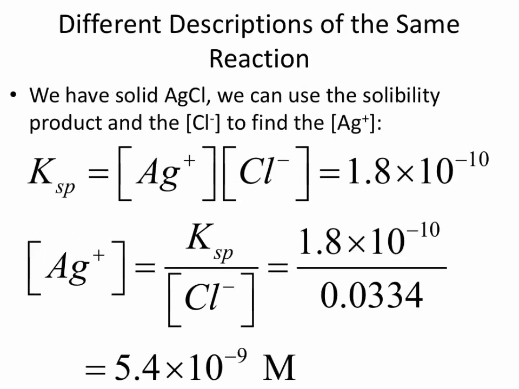Well, we have solid silver chloride, and that means that we can use the solubility product and the chloride ion concentration to find the concentration of silver ions. That is, we have our KSP. In this case, we know the value is 1.8 times 10 to the minus 10. We know our chloride ion concentration, so we can solve this equation for our silver ion concentration. That's then equal to our KSP value divided by our chloride ion concentration, so 1.8 times 10 to the minus 10 divided by 0.0334. And that gives us a silver ion concentration of 5.4 times 10 to the minus 9 molar.